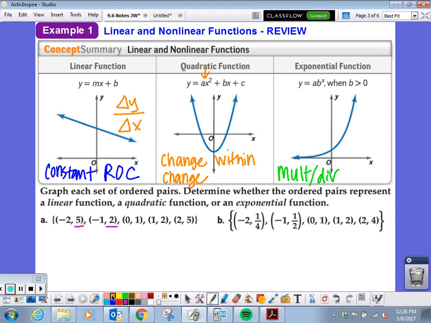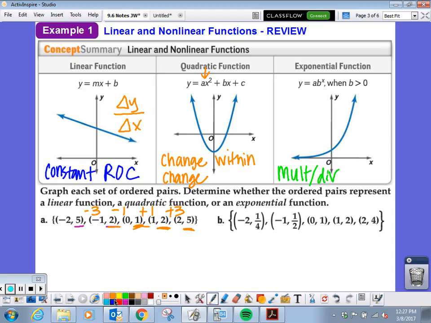So from 5 to 2, what happens? It goes down 3. From 2 to 1, that goes down 1. From 1 to 2, it goes up 1. And from 2 to 5, it goes up 3. Okay, and again, I'm just looking at those y values there. Okay, so right away I can tell this is not linear. So if it was linear, these would all be going up by the same amount. Then I'm going to check exponential.